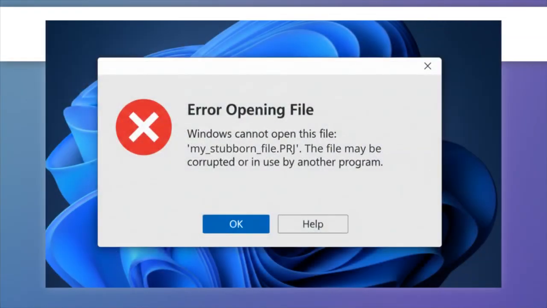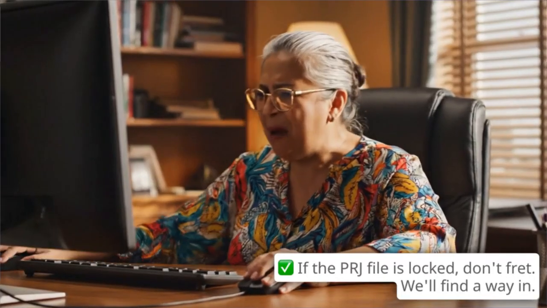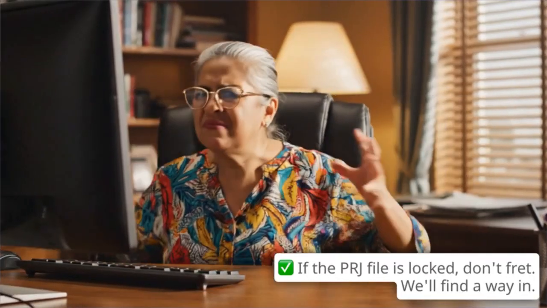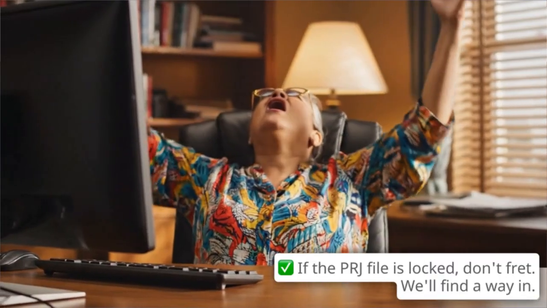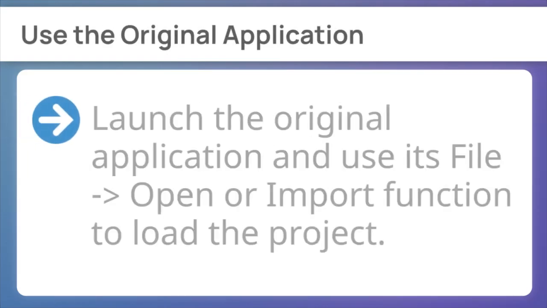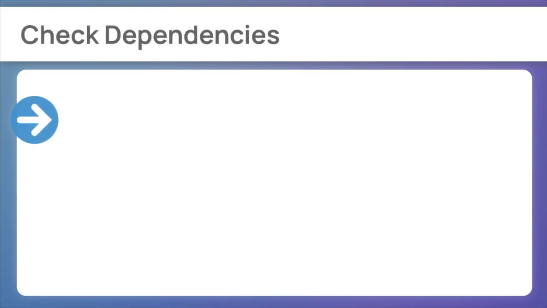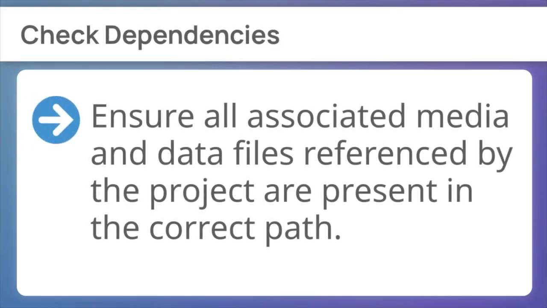When your PRJ file isn't responding, don't worry, it's typical. The universal solution is coming, but first, the explanation. Here is the technical breakdown of why your system is rejecting the PRJ file. First, identify the creator. Determine the associated program, e.g., CAD, video editor, or development environment, that created the file. Next, use the original application: launch the original application, and use its file open or import function to load the project. Finally, check dependencies. Ensure all associated media and data files referenced by the project are present in the correct path.